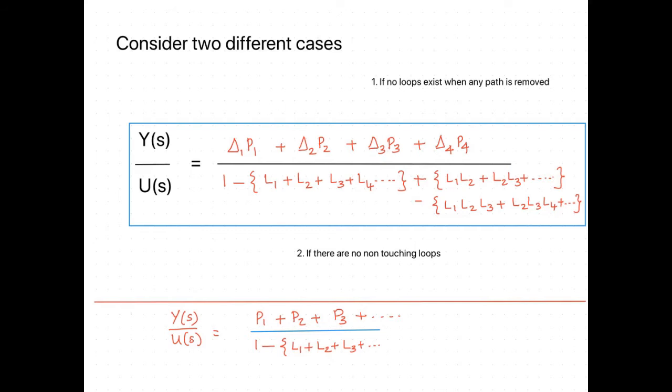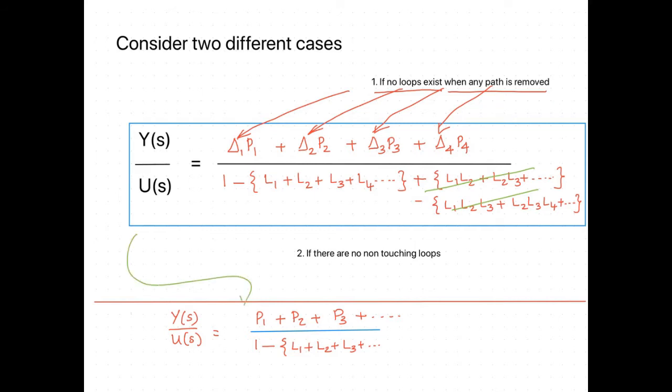That is, let us assume that there are no loops existing when any of the paths is removed. So if that is the case, you can see that all the delta i's become 1, because when a path is removed, there are no loops existing, which means that delta i's will be 1. And let us also assume that there are no non-touching loops. In that case, all these higher terms will be removed.